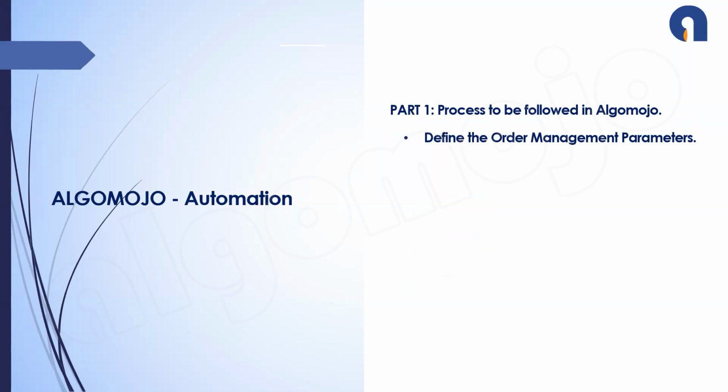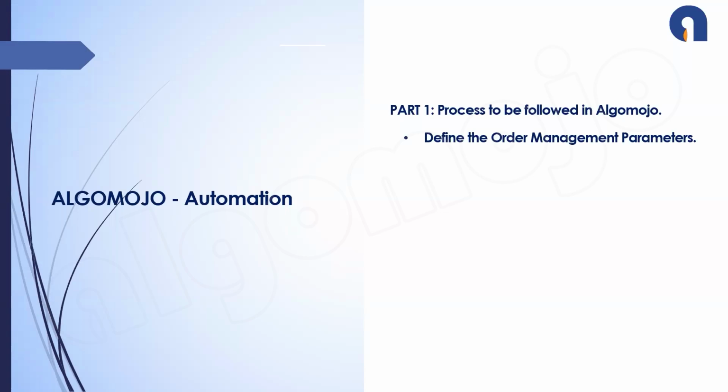So when it comes to automation using the Algomojo platform, it is a two-step process. The first step is what you need to do in the Algomojo platform itself, wherein we do the order management or set the order management parameters. We tell the system what it is that you would like to trade, whether Nifty, Bank Nifty, crude oil, gold, whatever you want to trade, what lots, what expiry, whether it's cash or futures or options. You do all the setting.